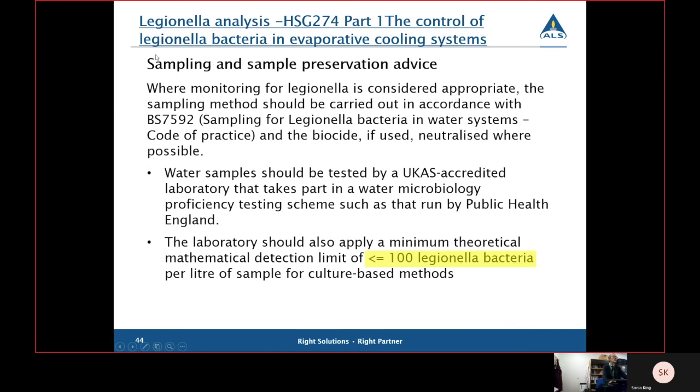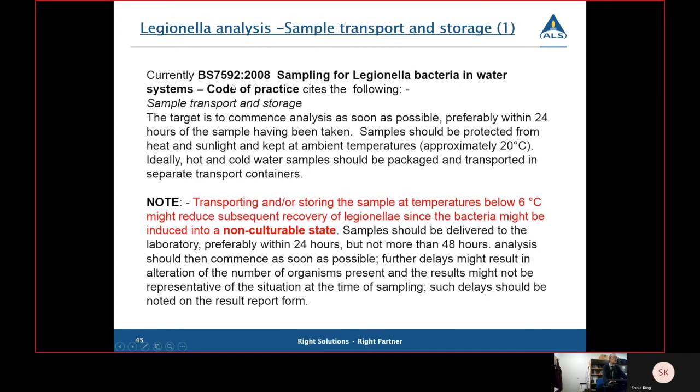This is a slide giving sampling and preservation advice. While monitoring for Legionella is considered appropriate, the sampling methods should be carried out in accordance with BS 7592, and if used where possible, water samples should be tested in a UKAS accredited laboratory that takes part in a water microbiology proficiency scheme, such as that run by Public Health England. The laboratory should also apply a minimum theoretical mathematical detection limit of less than 100 Legionella bacteria per litre for culture-based methods. So that's what's stated. I'll let you read that.